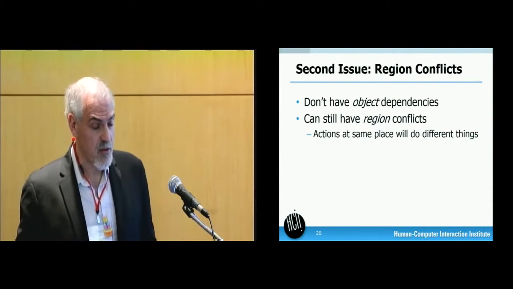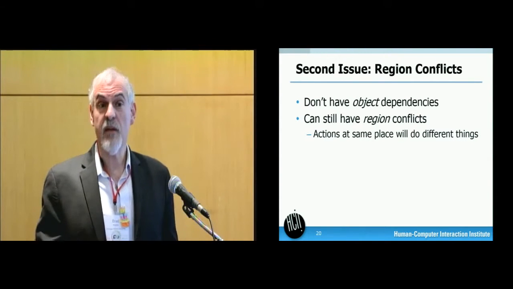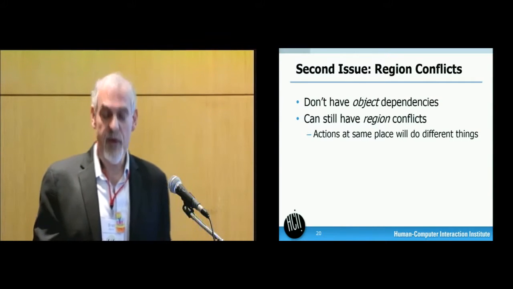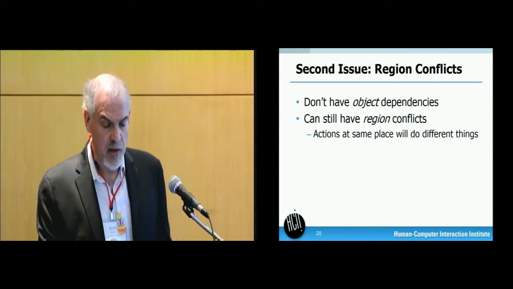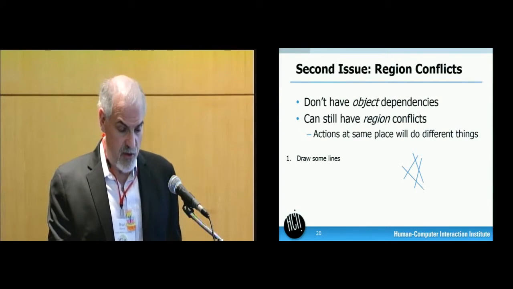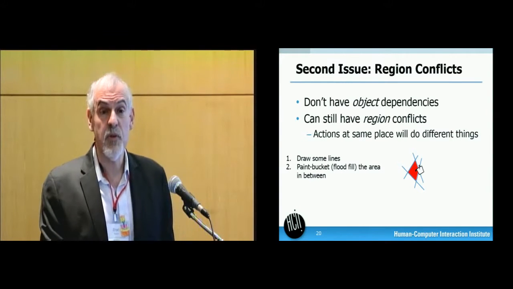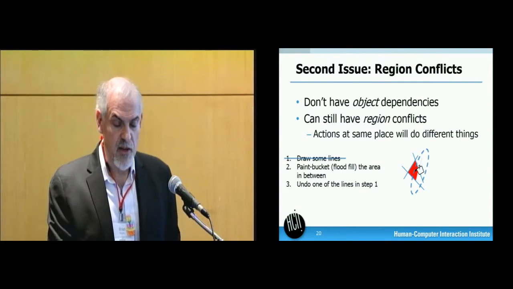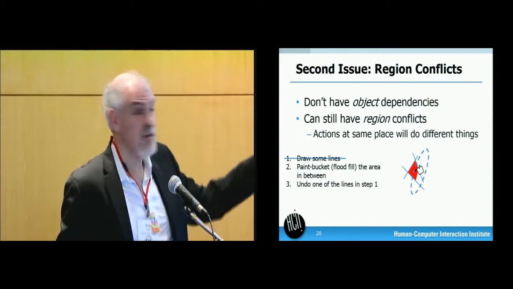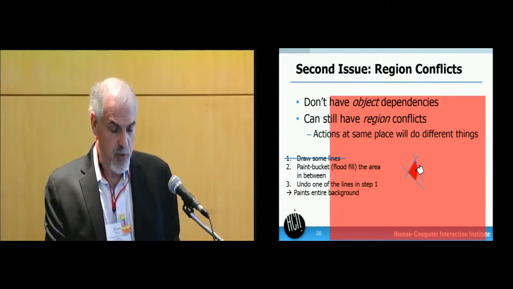Another design issue we had is the issue of region conflicts. So we talked about how you can't have object conflicts in painting programs, but you can still have multiple operations that affect the same region of the screen. And the question is what should happen in that case. So imagine you draw some lines, then you can do a fill of the area in between the lines. Okay, then you selectively undo the drawing of one of those lines. So now you have this gap there.